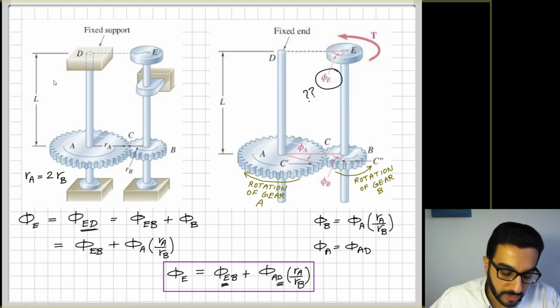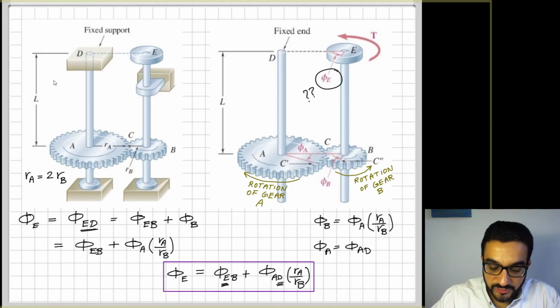transmission system. So that was a conceptual explanation of how we trace and track twisting angles in transmission systems. In other videos, we'll see 2 more examples of that.